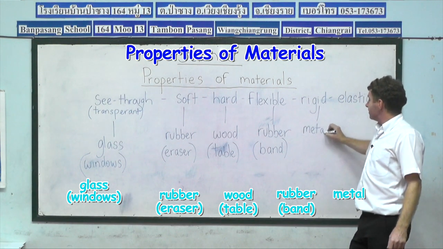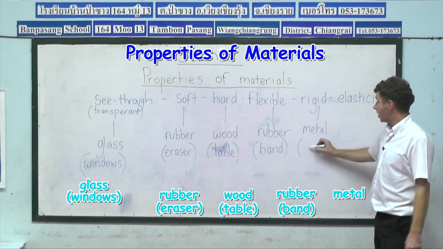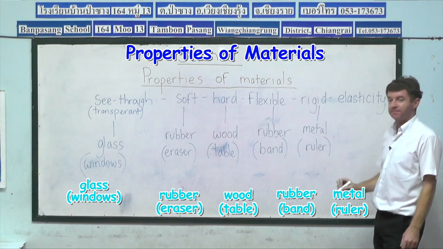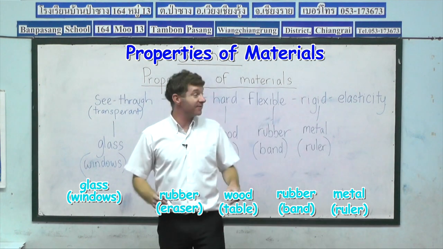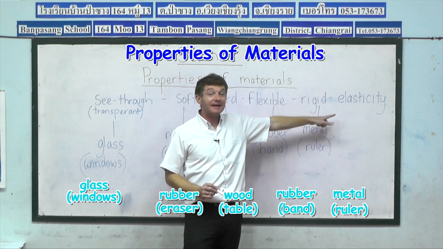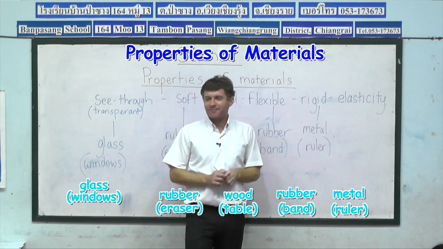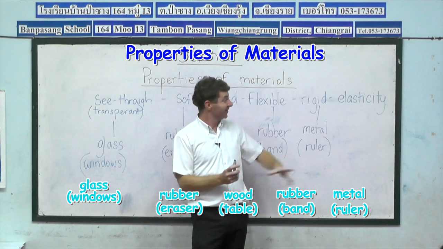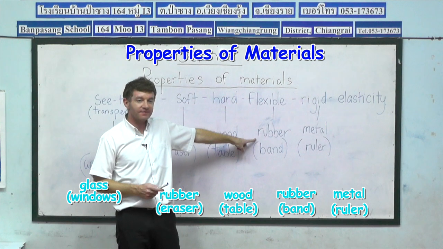And who's got an example of a metal rigid ruler? R-U-L-E-R. Excellent. And now on to our final property. The test that we did last time. Elasticity. I heard clay. Is clay elastic? If I get my cup and I try to stretch it, will it go back? No. We're looking at elasticity. And we have our answer already.